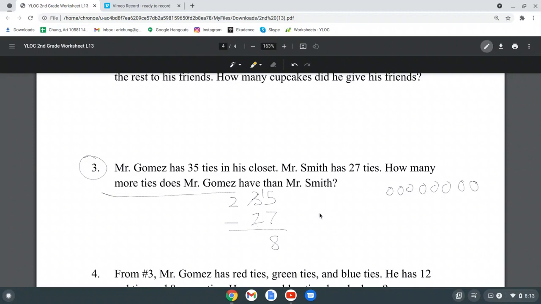So how many more ties does Mr. Gomez have than Mr. Smith? 8 ties. That is our last question.